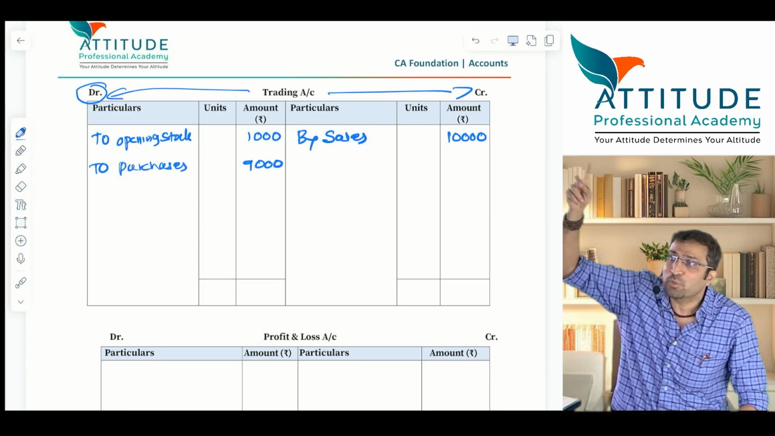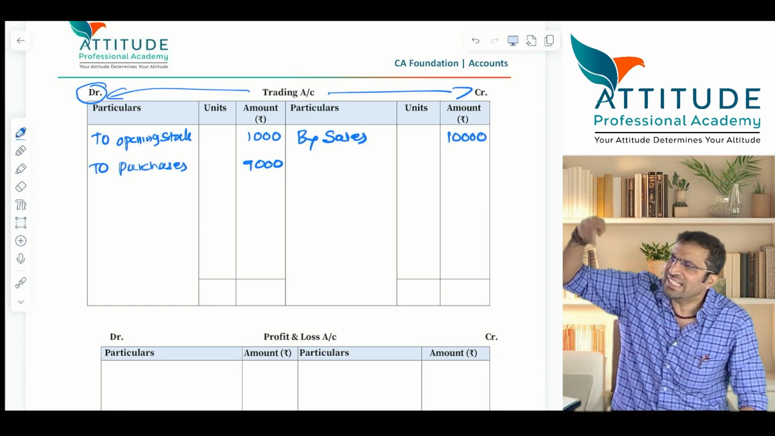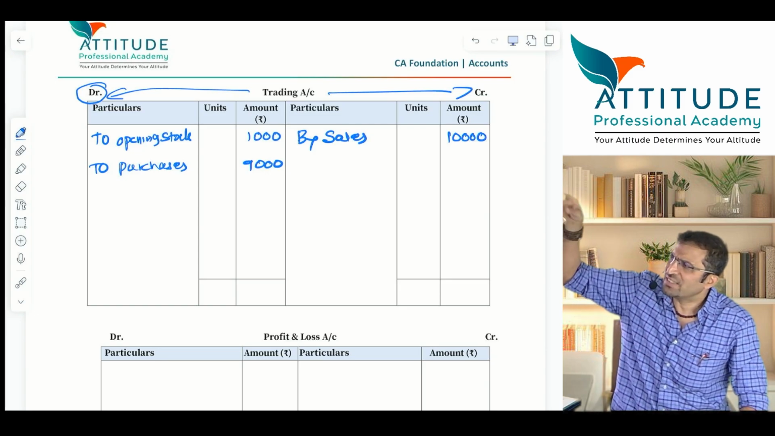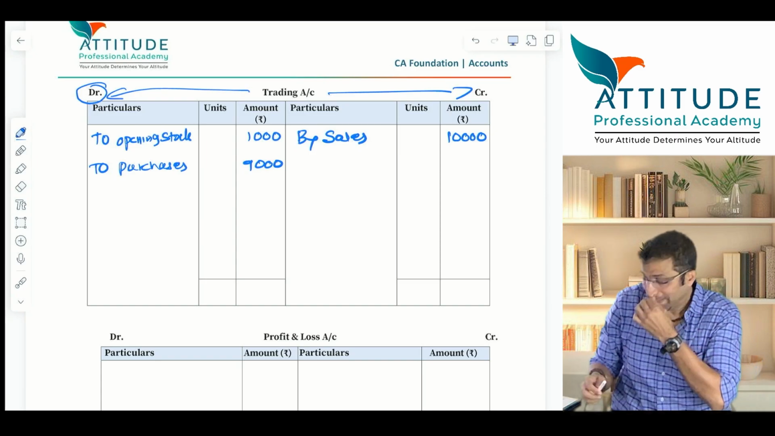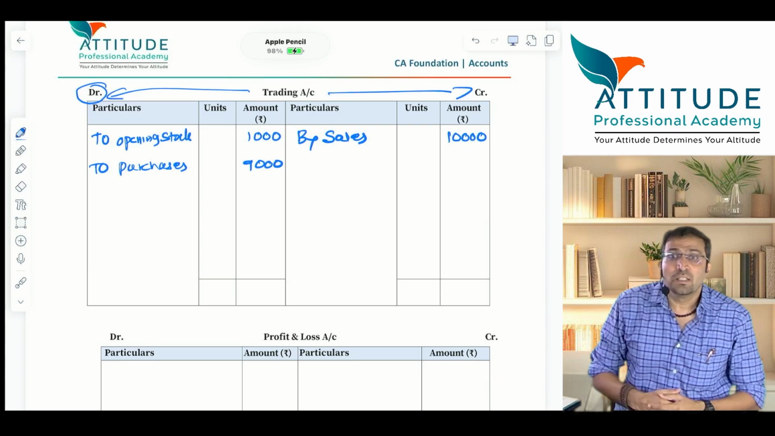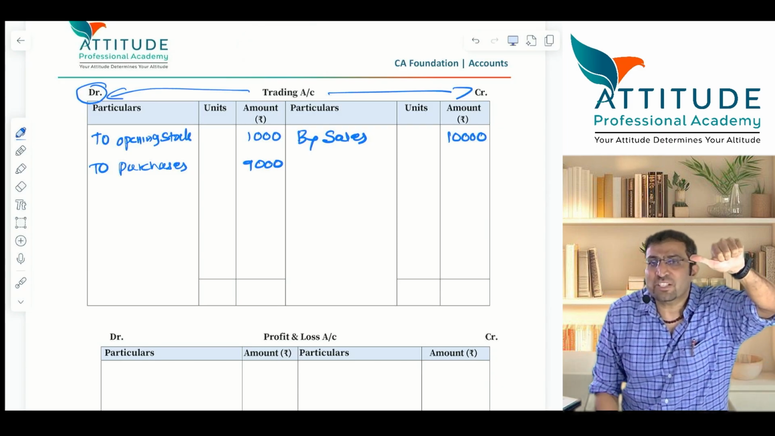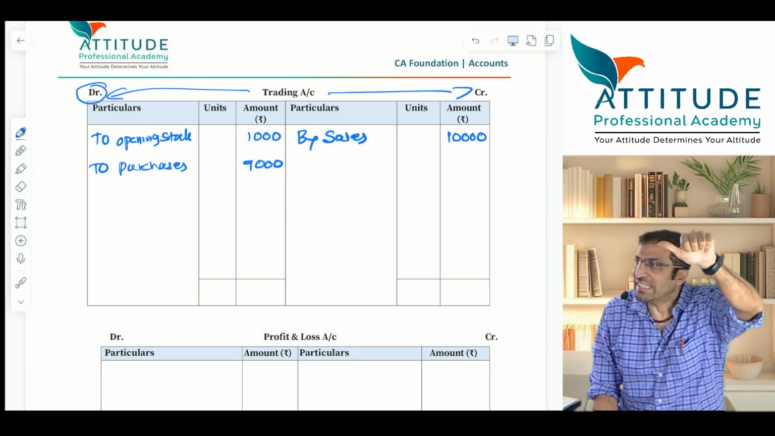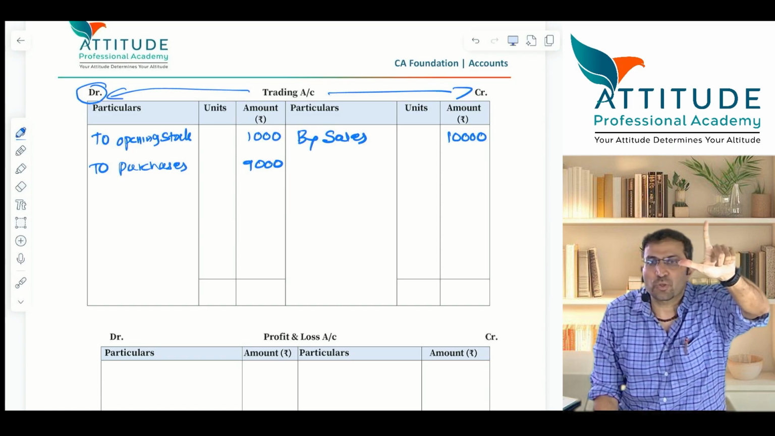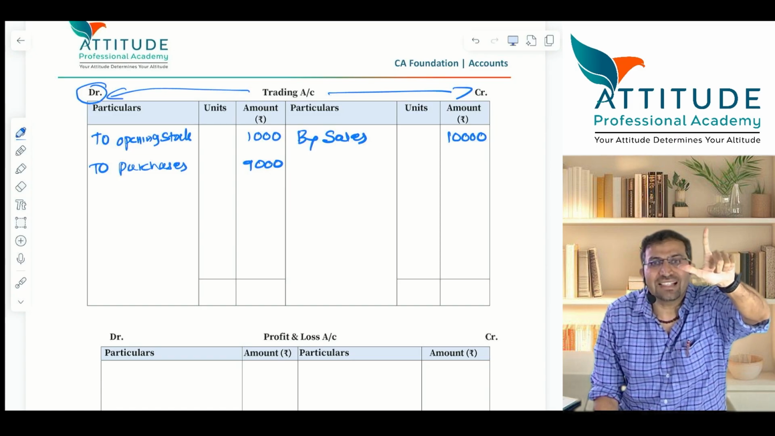Go back and read the sum, useless fellows. Go back. Read the entire sum. Go back to the transactions. Opening stock is how many shirts? 10 shirts. How many have you purchased during the year? 90. How many have you sold?